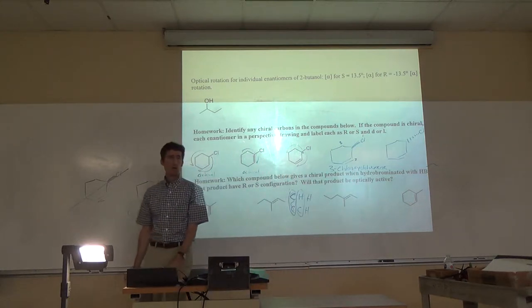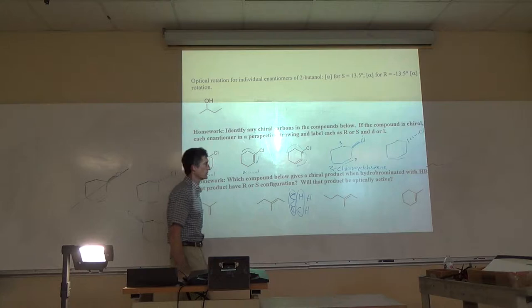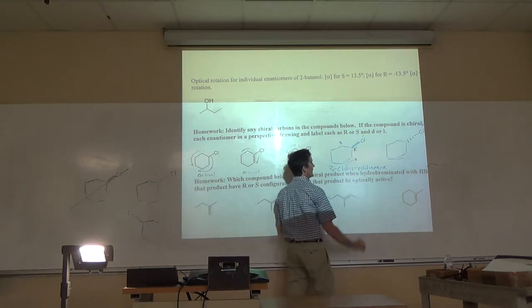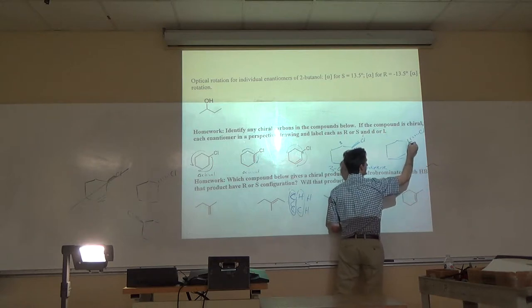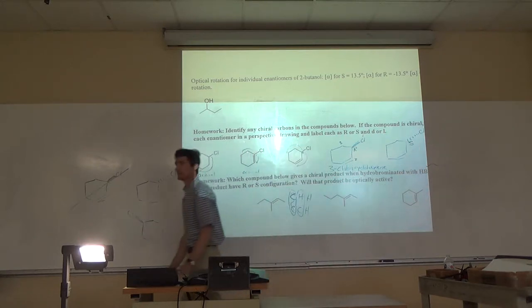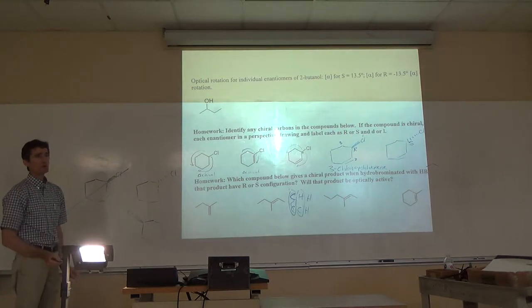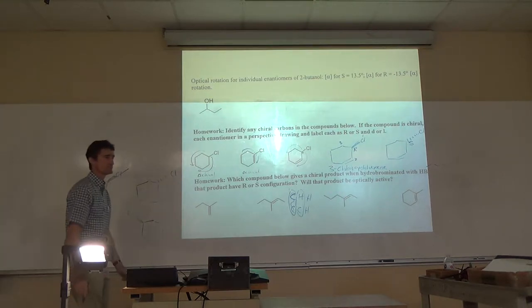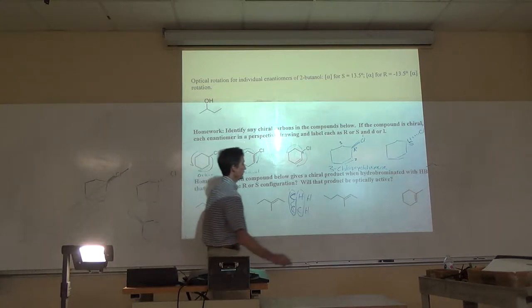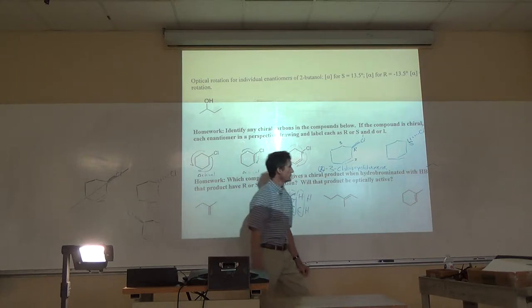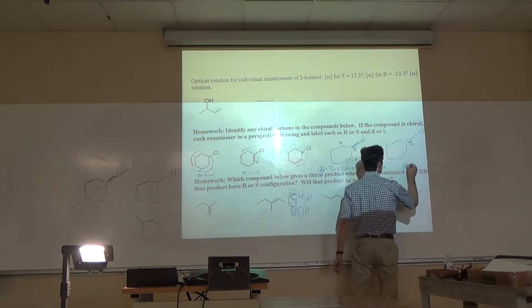Which means you reverse it. No, we don't reverse it. Low priority group is in the back. What is this? R. That one over there is S. Wait, when do you reverse it then? When the low priority group is in the front, when it is coming forward. So in front of this one we could put R. And now we have a stereochemical descriptor in front of our name.